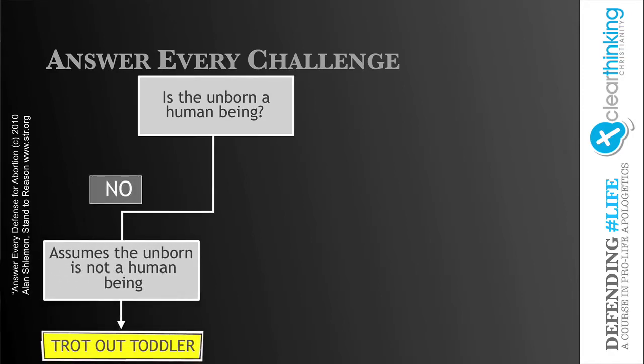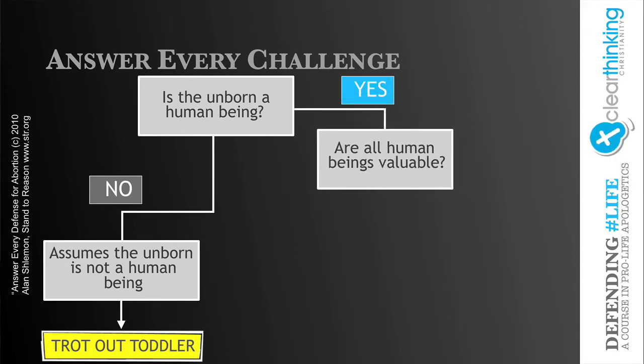But if they are assuming that it's not a human being, what you need to do is trot out the toddler. Remember, we talked about that. So that's the first type of objection you're going to see, the first type of challenge.